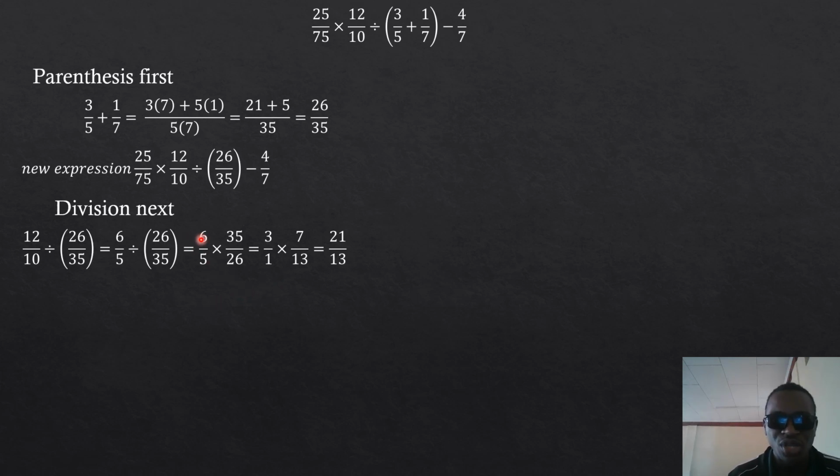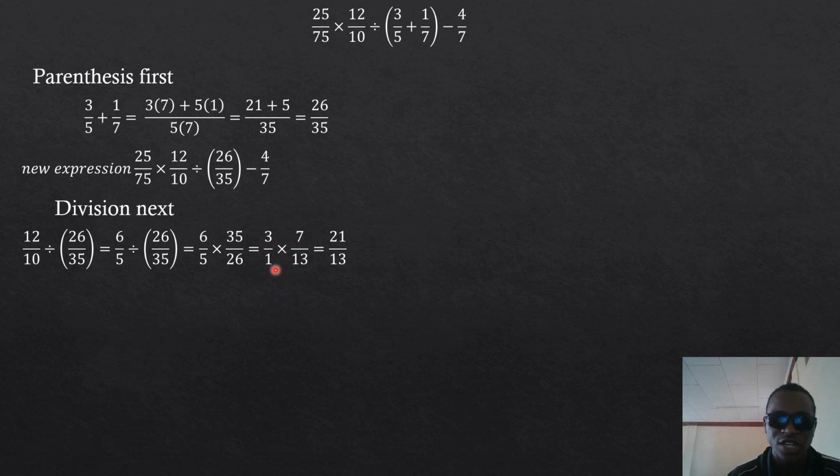So between 6 and 26, there is a common factor 2. Both are even numbers. All even numbers are divisible by what? By 2. So 6 divided by 2 is 3, and 26 divided by 2 is what? 13. Yes. From this stage, we have to do a multiplication.